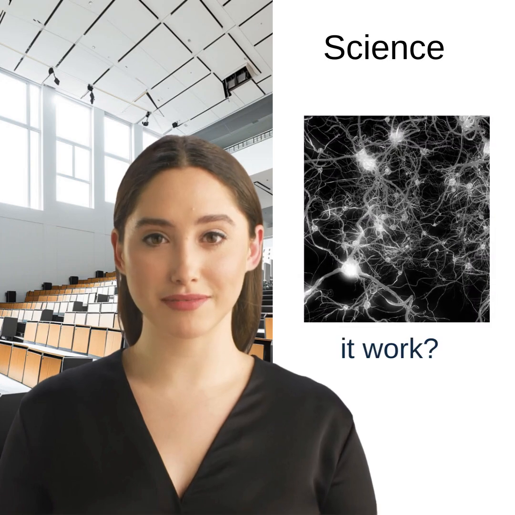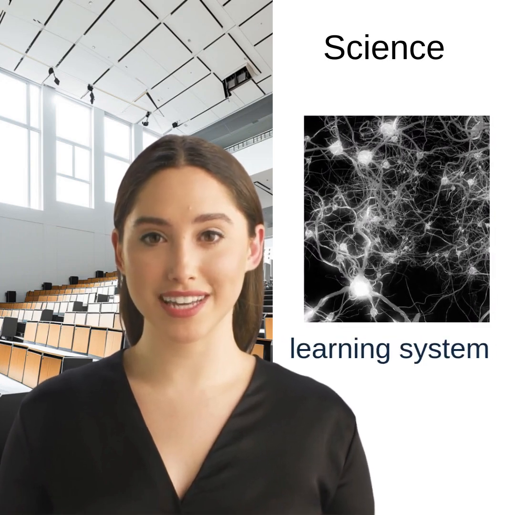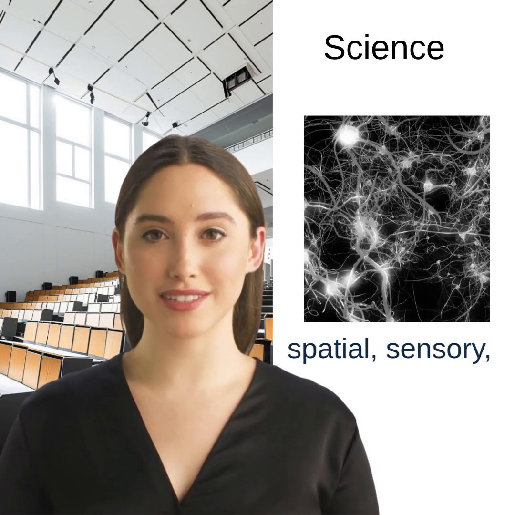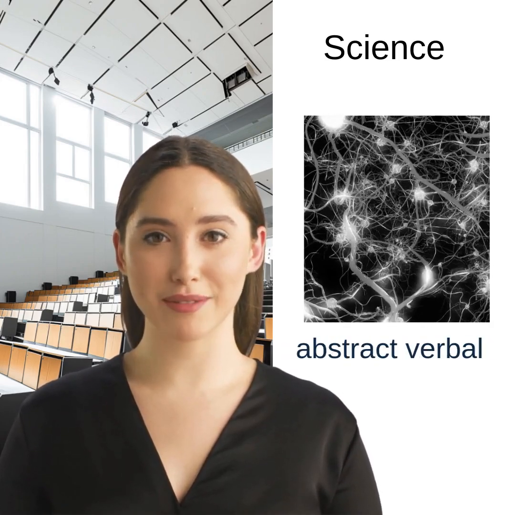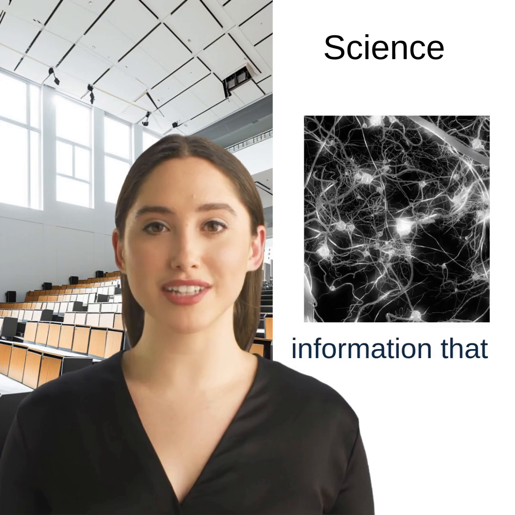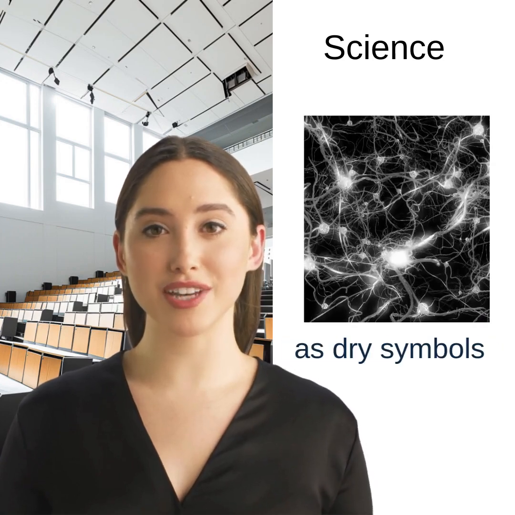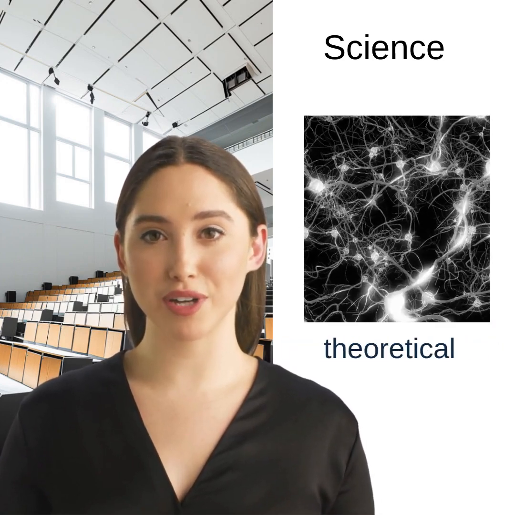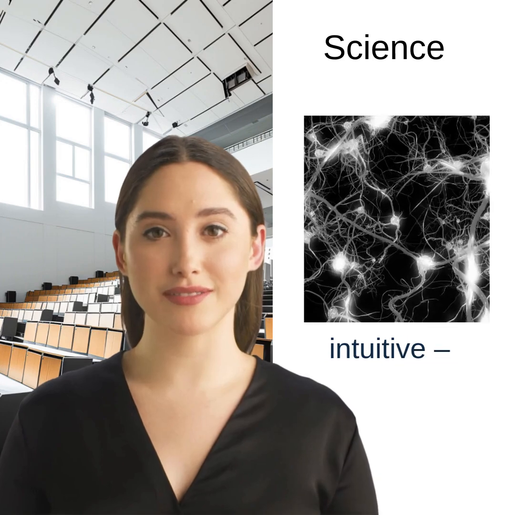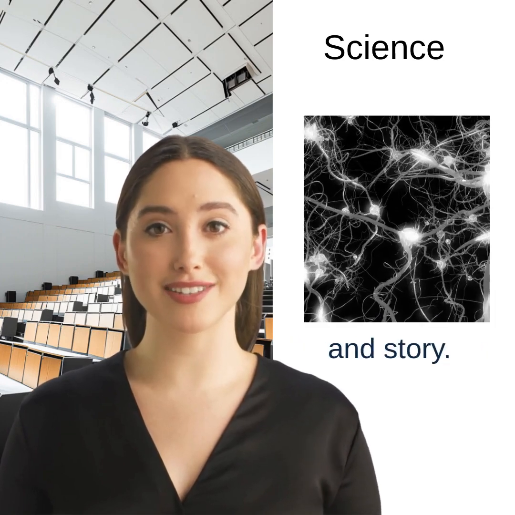Why does it work? The Mentabacus learning system is grounded in well-established cognitive science, leveraging spatial, sensory, and narrative memory to make abstract verbal knowledge more learnable. In essence, it takes information that is typically taught as dry symbols, grammar rules, theoretical concepts, and encodes it in a way the human brain finds intuitive, through images, physical space, and story.